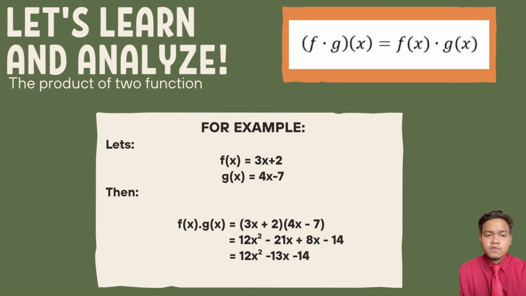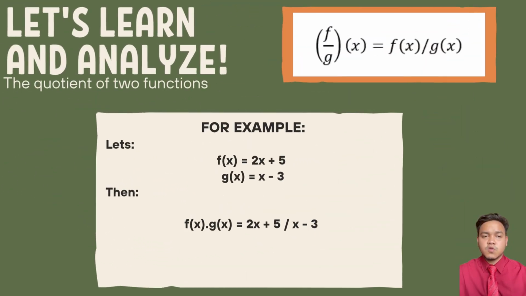Let's say we have two functions, f(x) equal to 3x plus 2 and g(x) equal to 4x minus 7. To find the product, we write (fg)(x) equal to f(x) multiplied by g(x). So we multiply the two expressions, 3x plus 2 multiplied by 4x minus 7. So we can expand this expression. So we got 12x squared minus 13x minus 14.